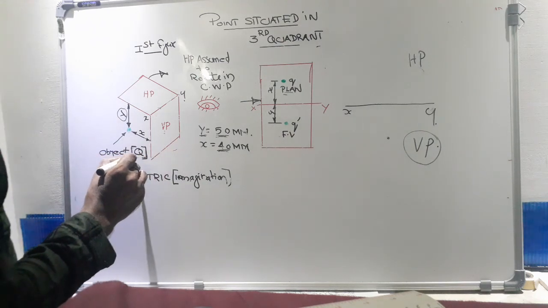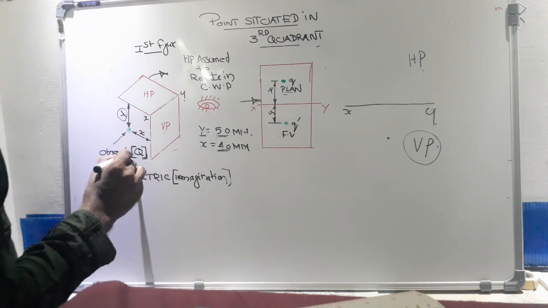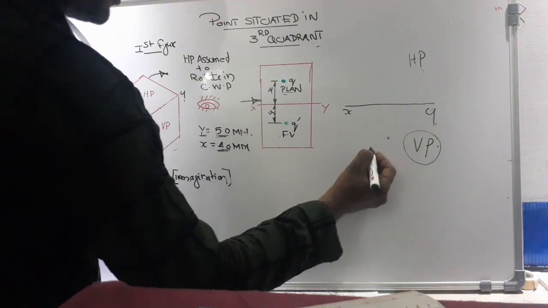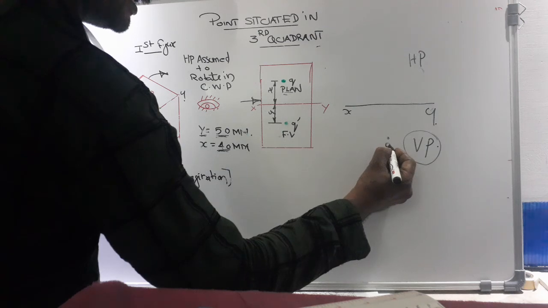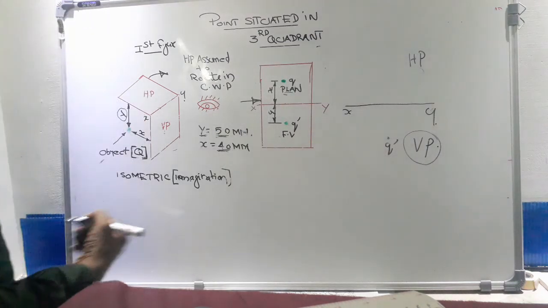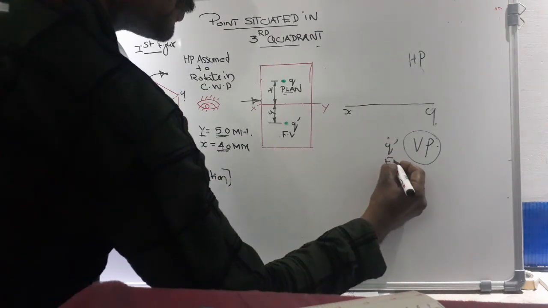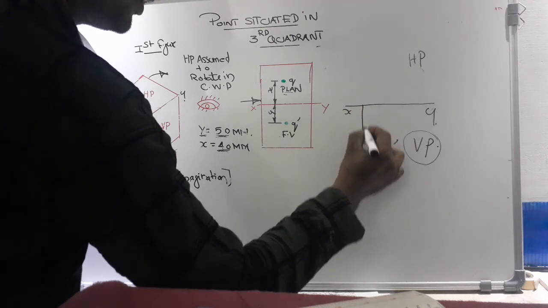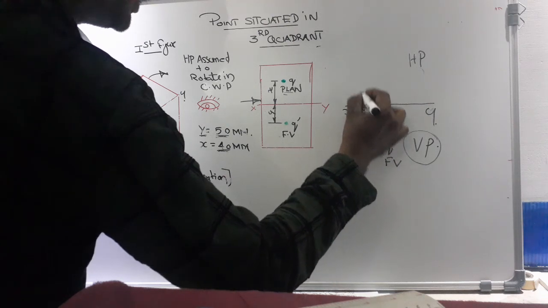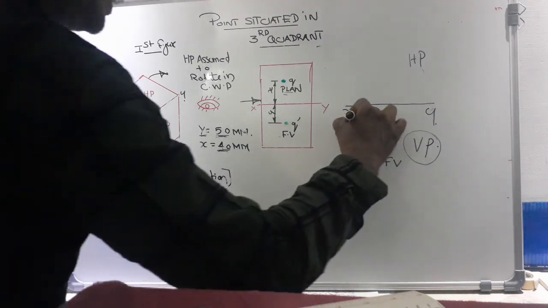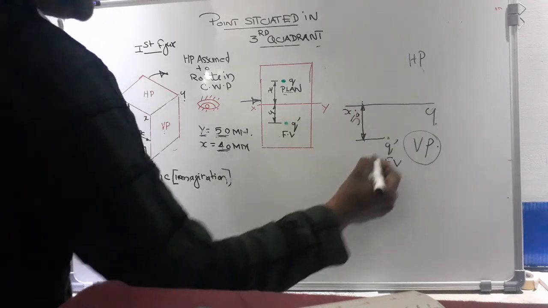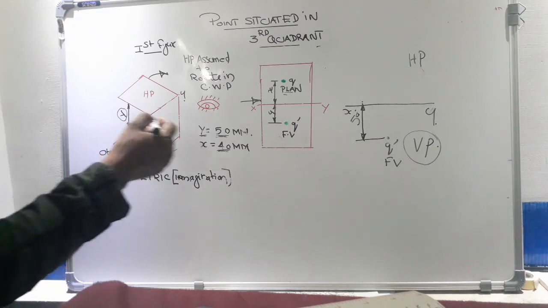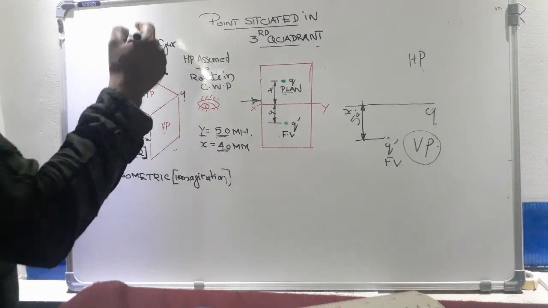In our question, the point is marked with a capital letter, whereas in the answer, the point is marked with a small letter with a dash. That is our front view, keeping the distance y from the HP, or 50 mm below the XY line. Now we have the front view. What is next? We have to attempt its plan.